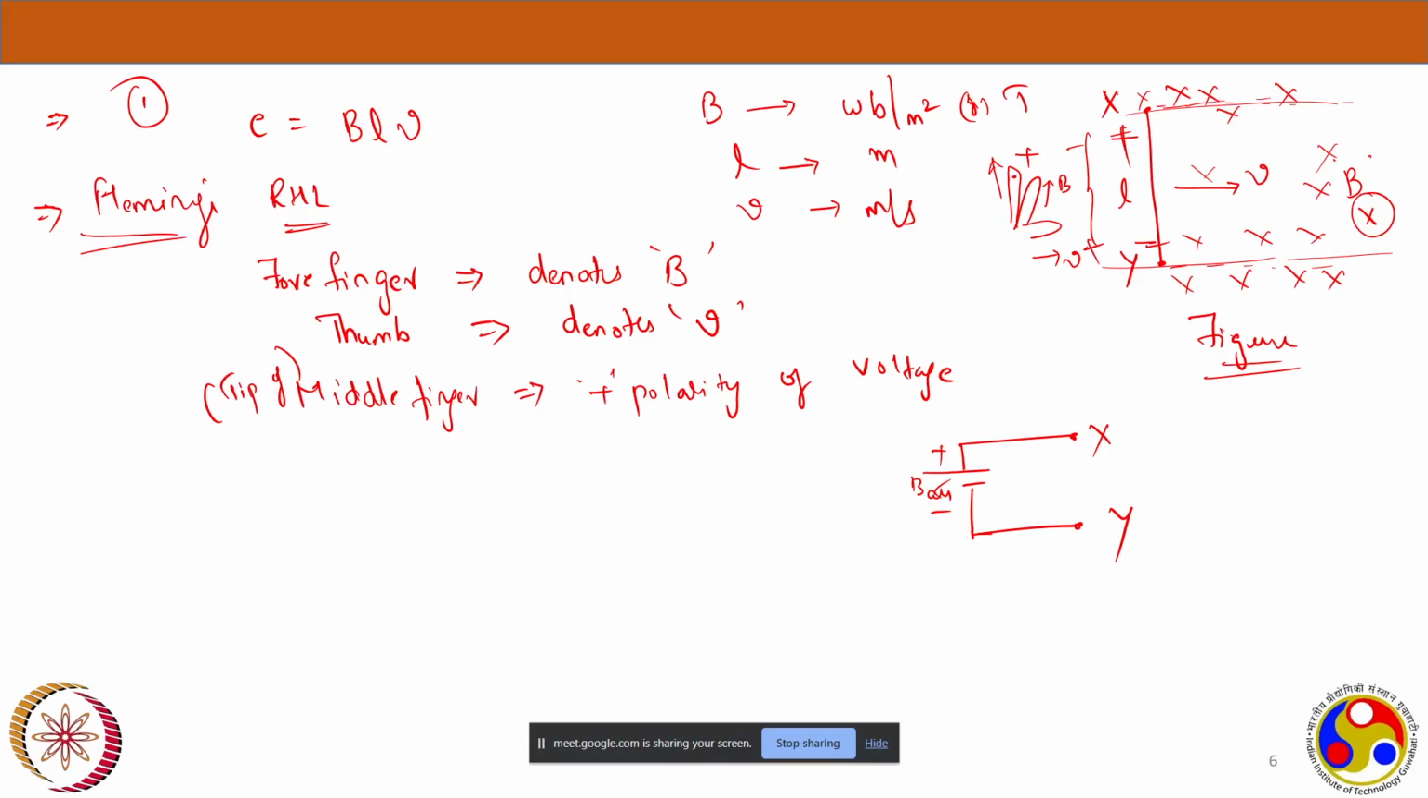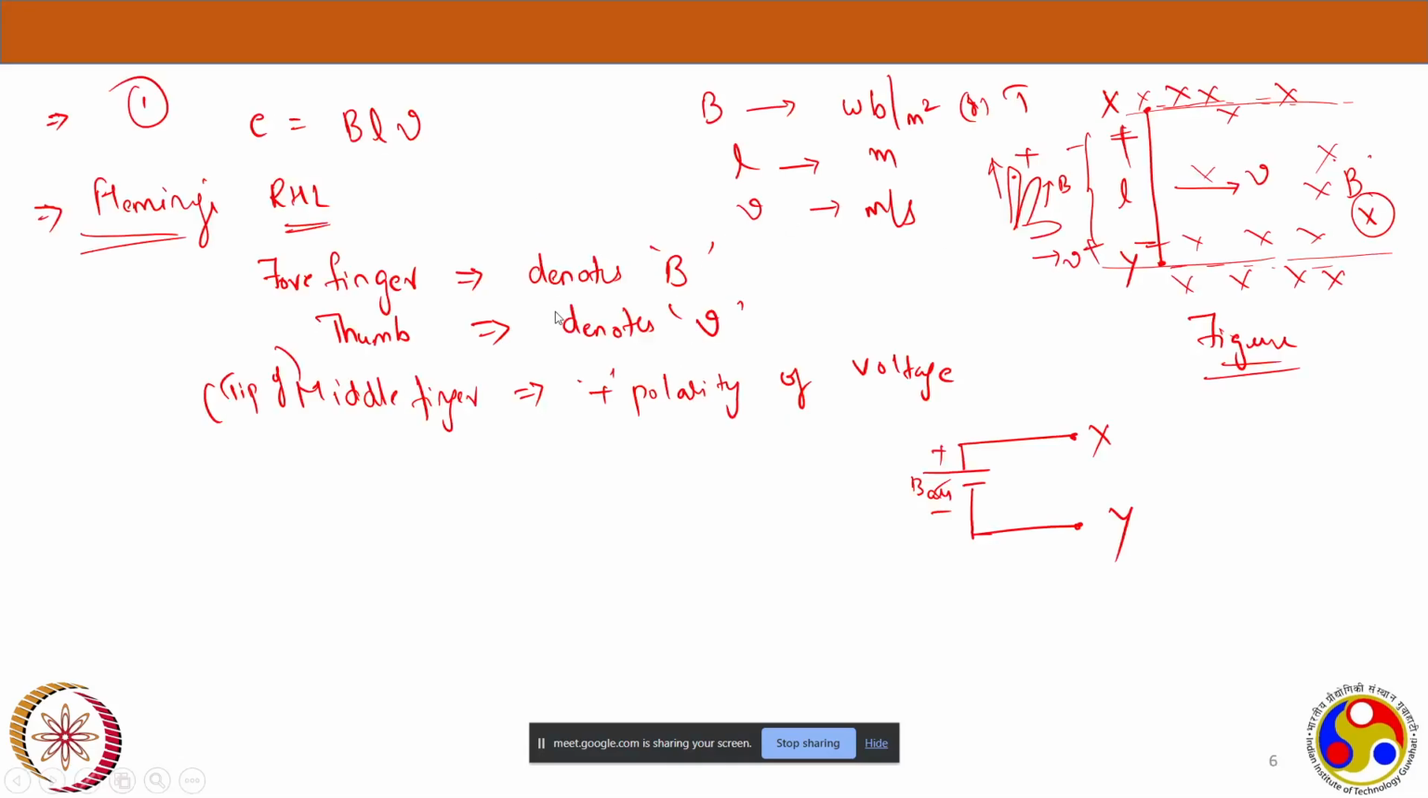Now, how can we reverse the polarity of this plus and minus? Simple. We have to reverse the polarity of the magnetic field. Let's say our magnetic field is dot in place of cross. If it is dot here, that means it is coming out.